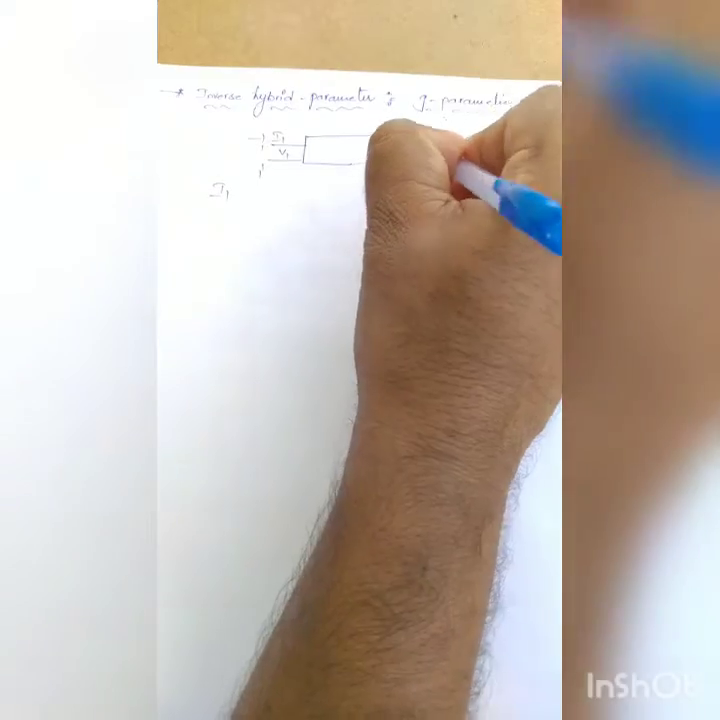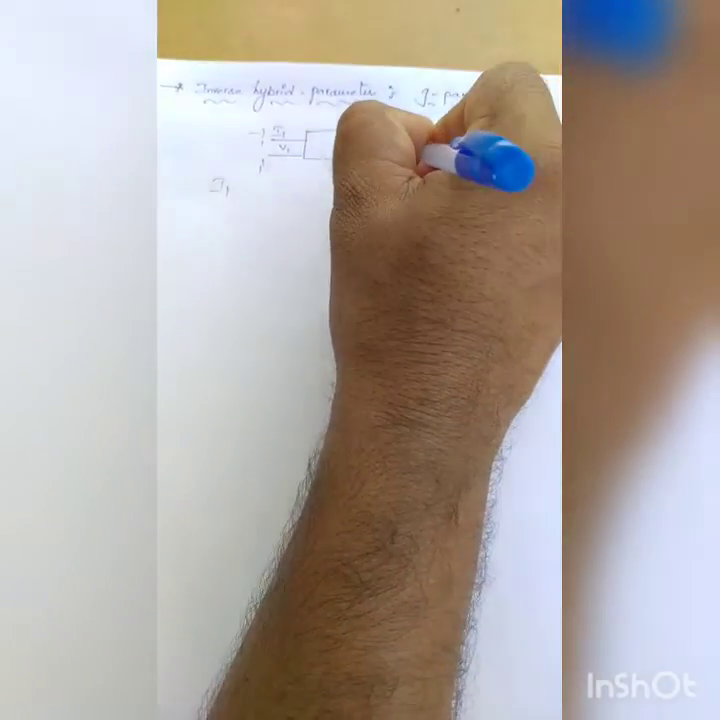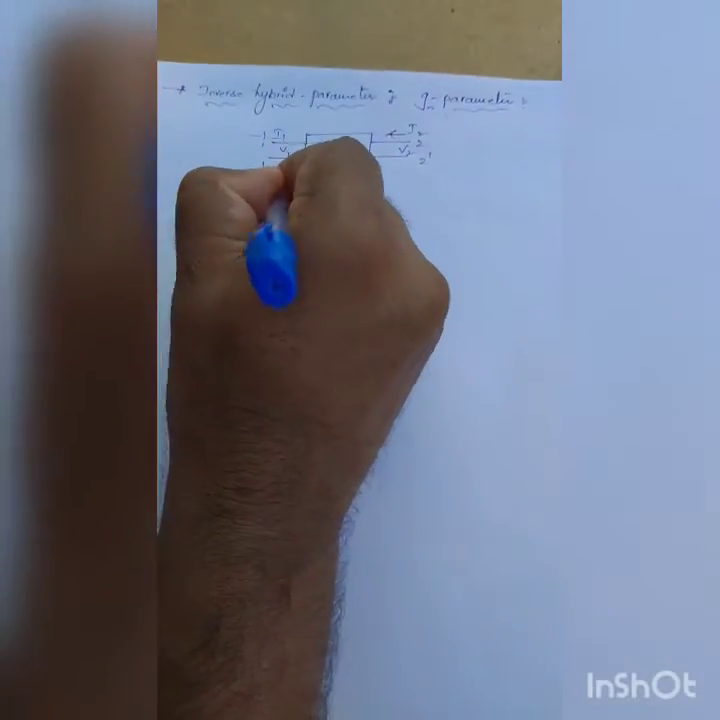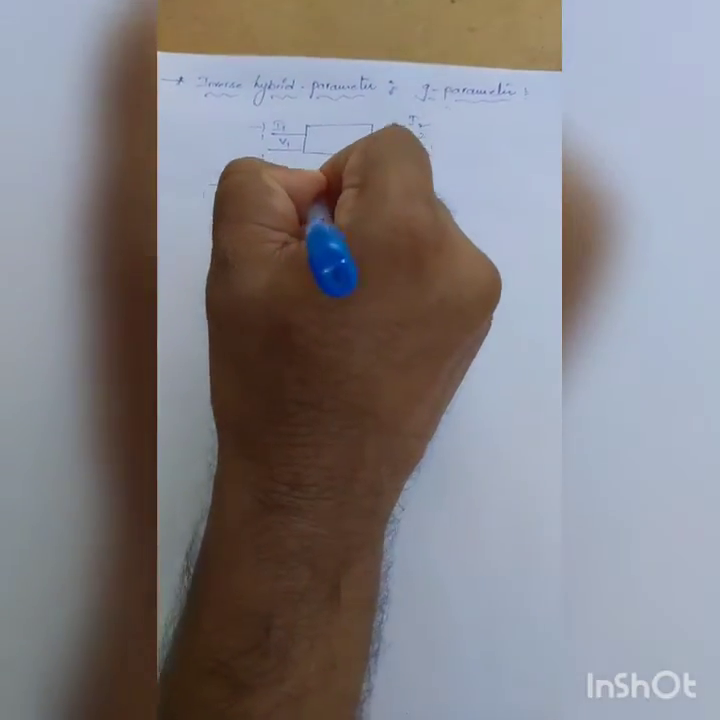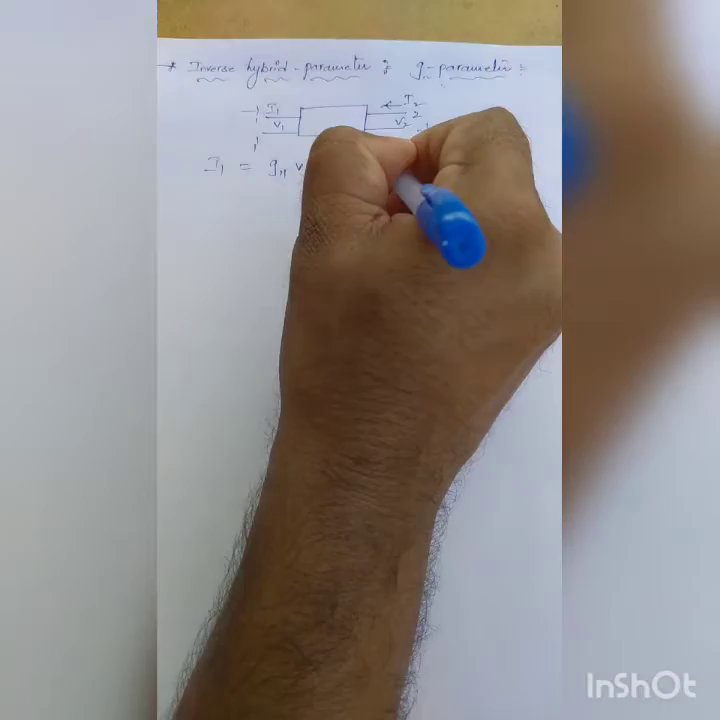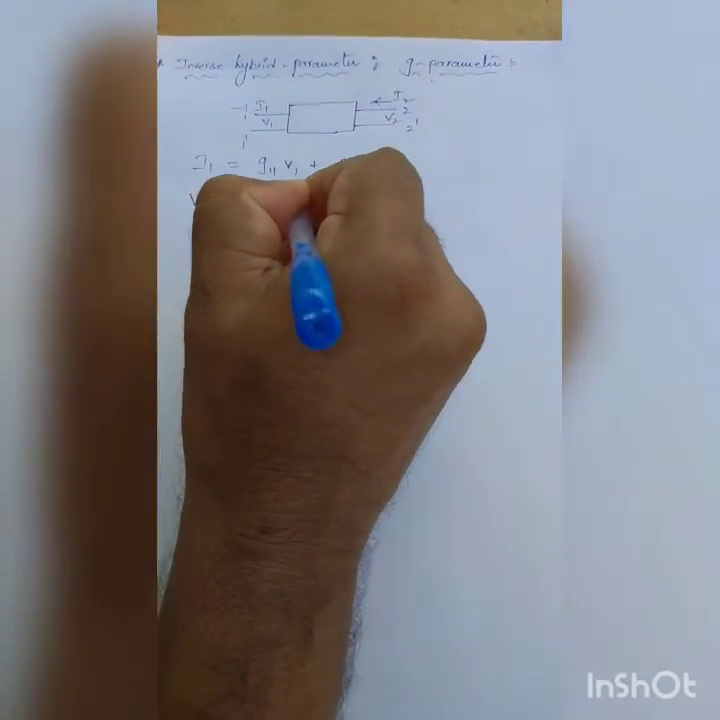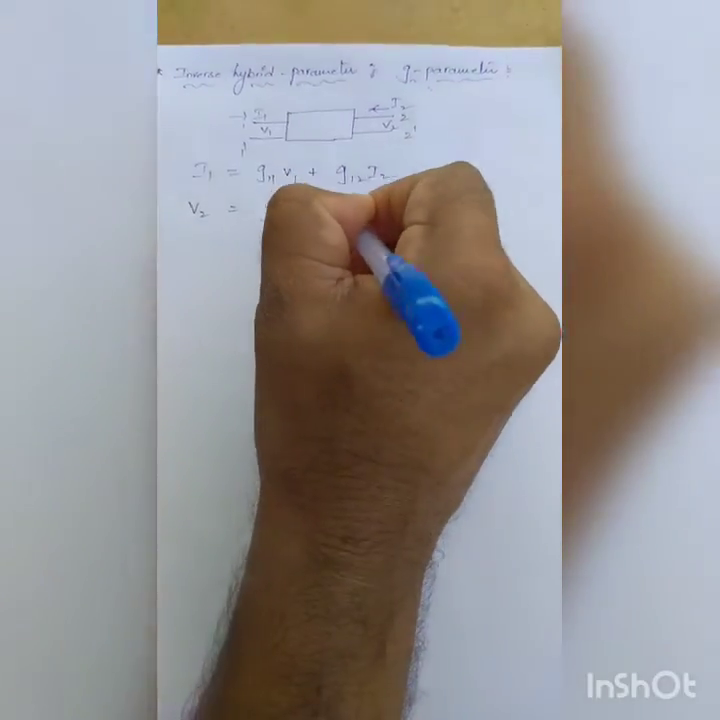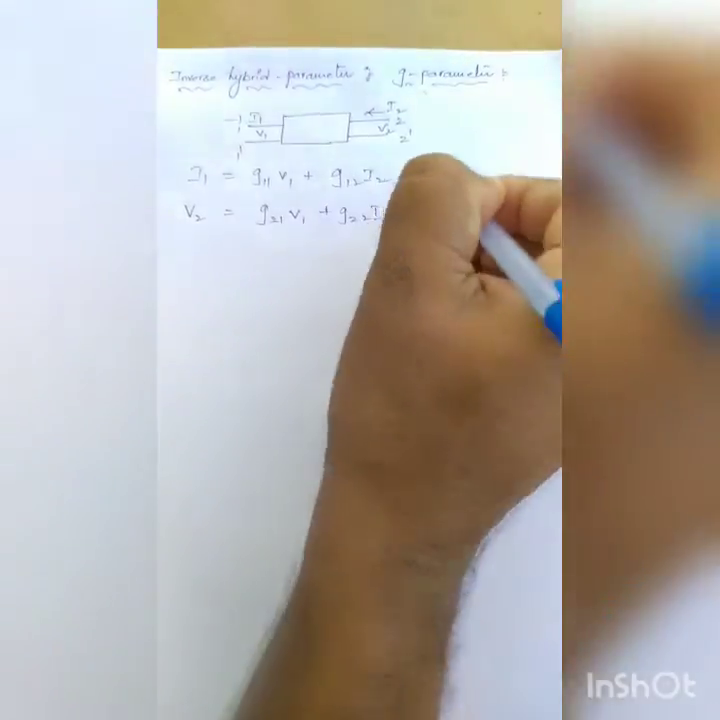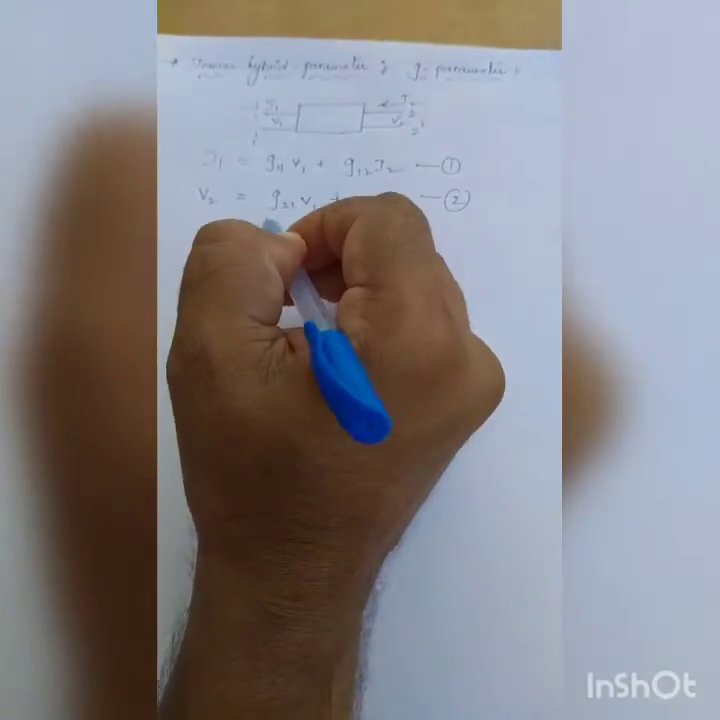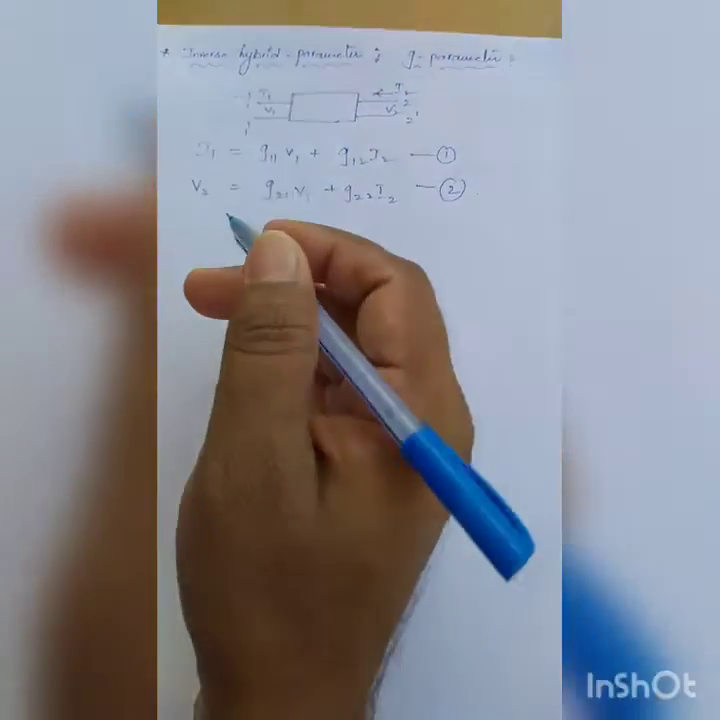By using hybrid parameters we take the current I1 in port 1 dash, and in port 2 dash we take the voltage V2 and current I2. Here I1 is equal to G11 V1 plus G12 I2. V2 is equal to G21 V1 plus G22 I2. The above equations are nothing but the inverse hybrid parameters.